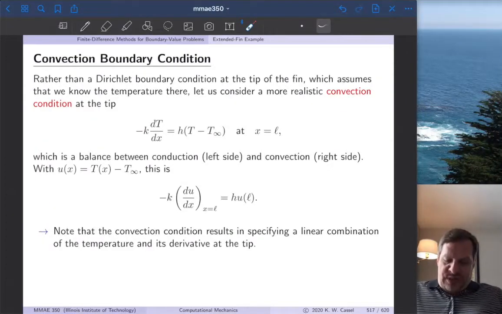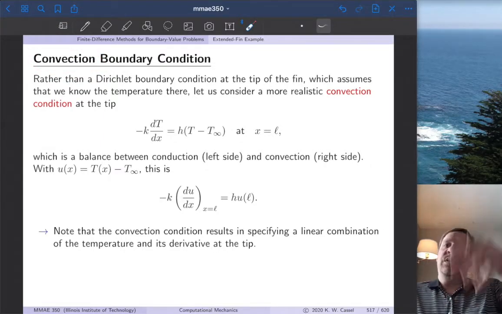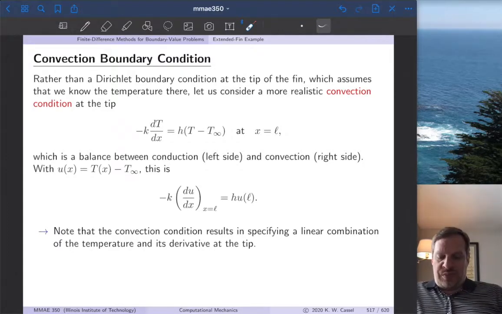Last time we looked at the extended fin example, and we used Dirichlet boundary conditions on both ends. So we had a temperature boundary condition on the left, and a temperature boundary condition at the tip. I suggested that the tip boundary condition being specified as a particular temperature isn't very realistic. So let's look at a more realistic boundary condition. We're going to have convection at the tip, just like there's convection around the rest of the fin. So this would be a more physical boundary condition.